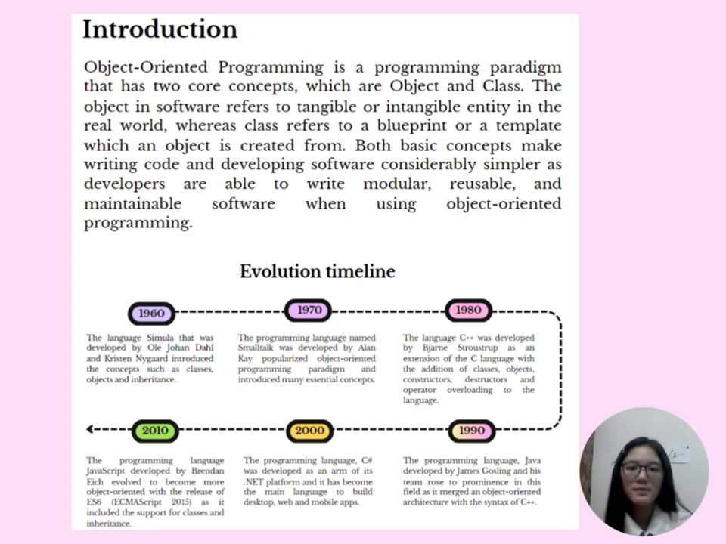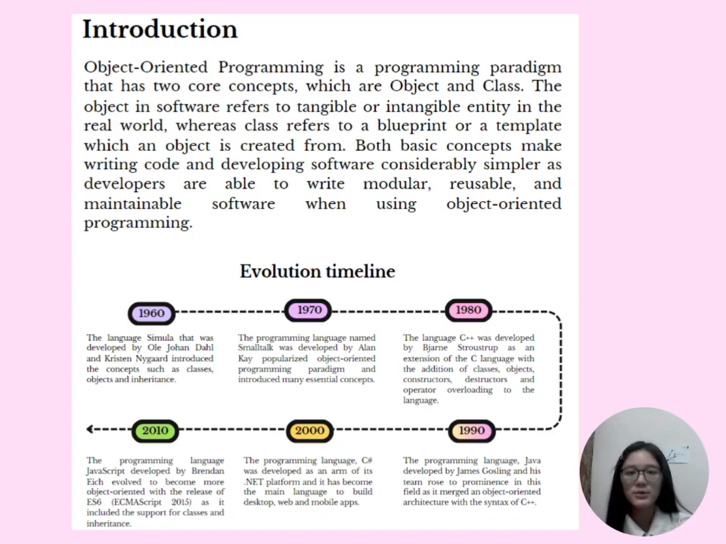Object-oriented programming is a programming paradigm that has two core concepts, which are object and class. The object in software refers to a tangible or intangible entity in the real world, whereas a class refers to a blueprint or a template from which an object was created. Both basic concepts make writing code and developing software considerably simpler, as developers are able to write modular, reusable, and maintainable software when using object-oriented programming.